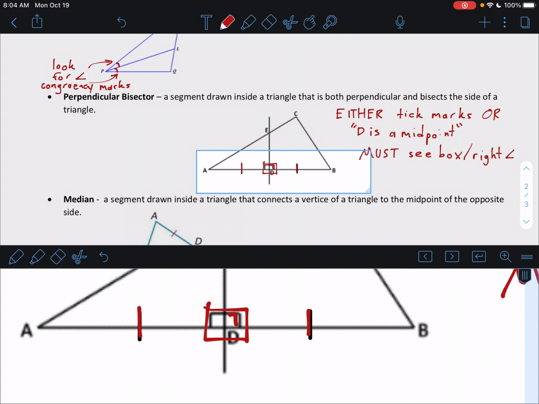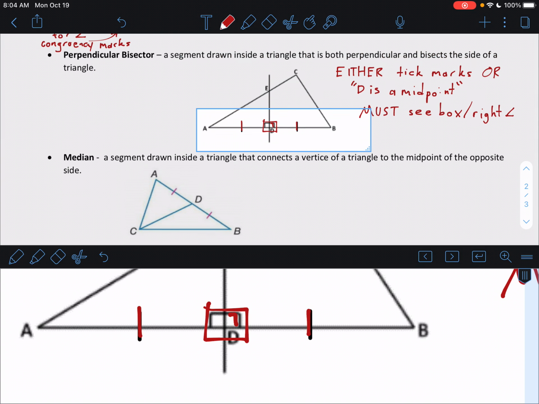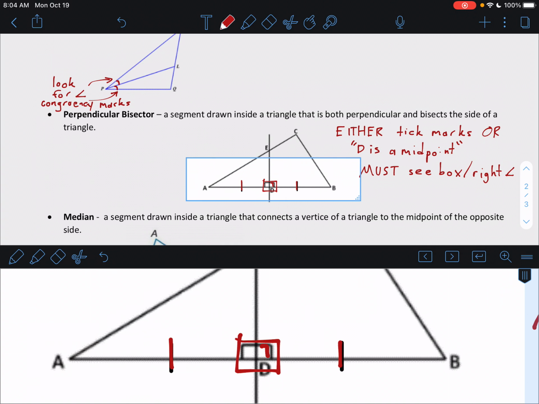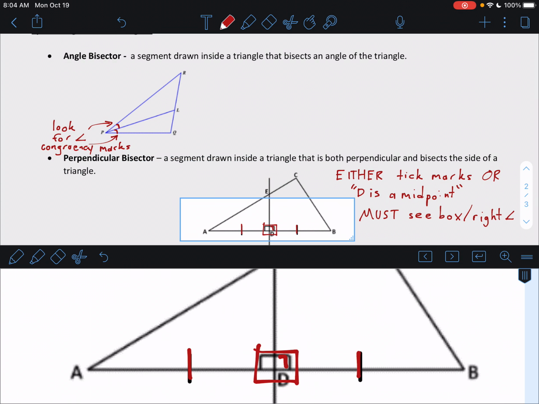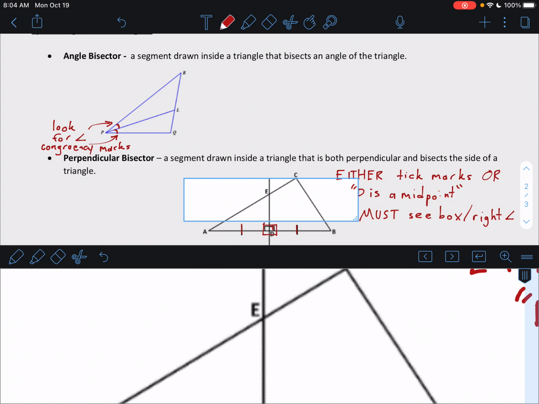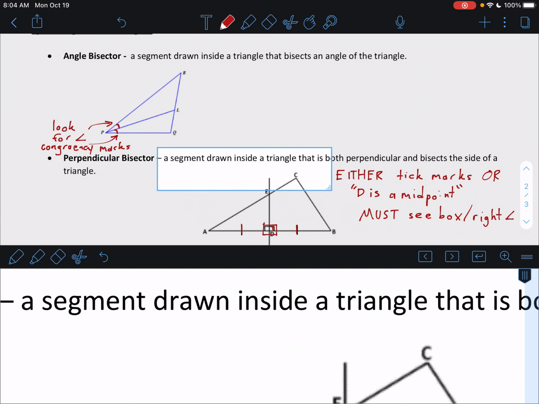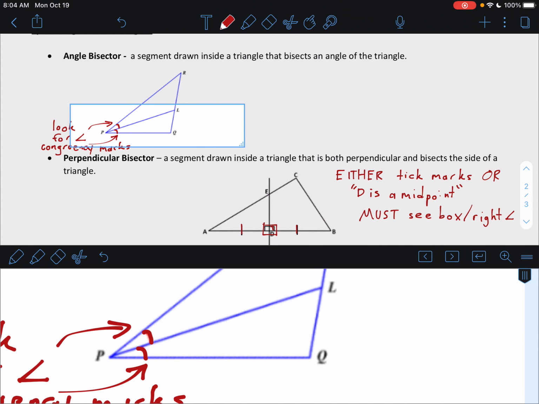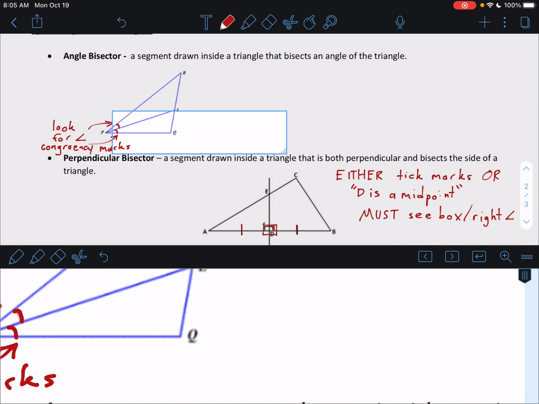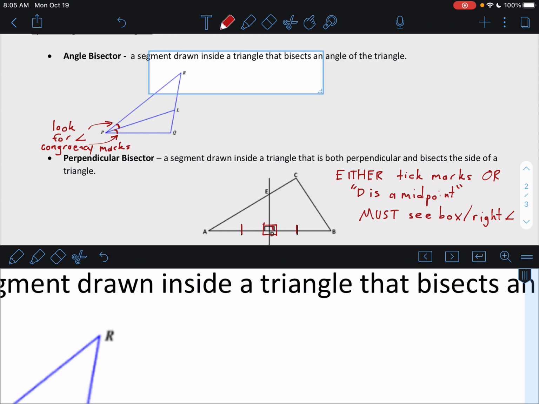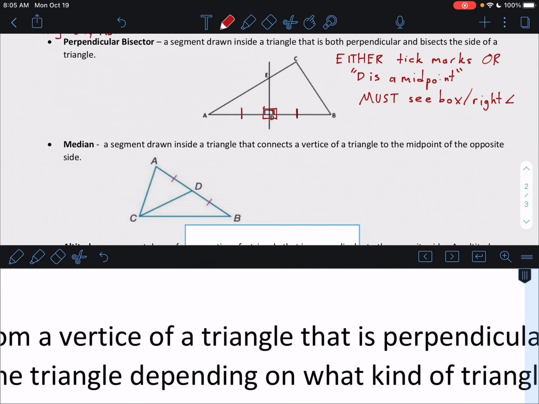And even though all the examples here just have one drawn through, we can have 3 separate perpendicular bisectors on a triangle, because there's going to be a perpendicular bisector on this side AC and a perpendicular bisector on this side BC. Likewise, for angle bisectors, there's going to be something that bisects angle P, as well as a segment that bisects angle Q, as well as a segment that bisects angle R.